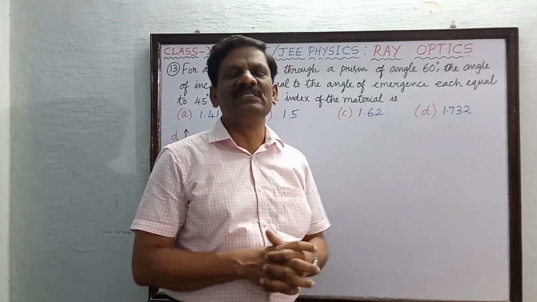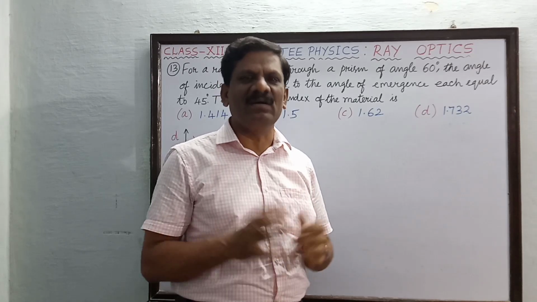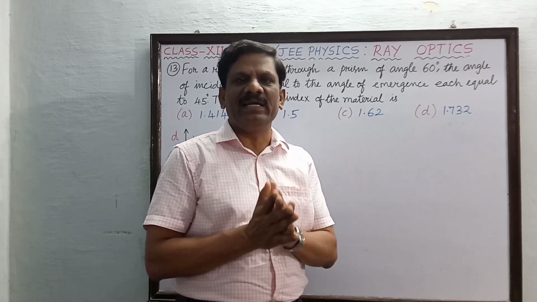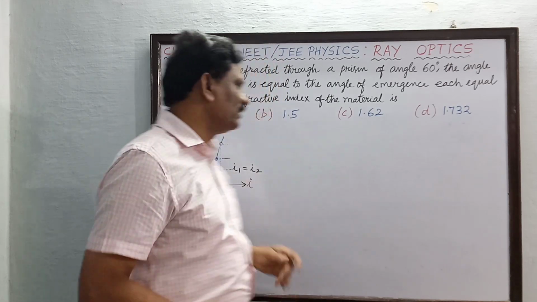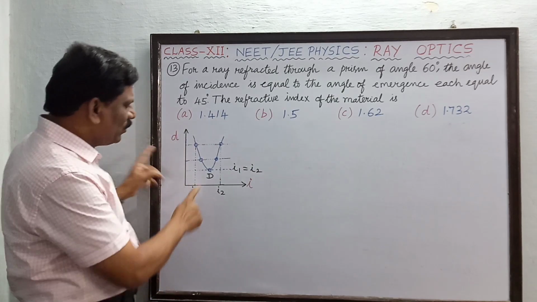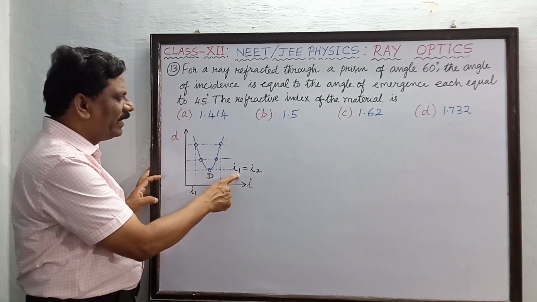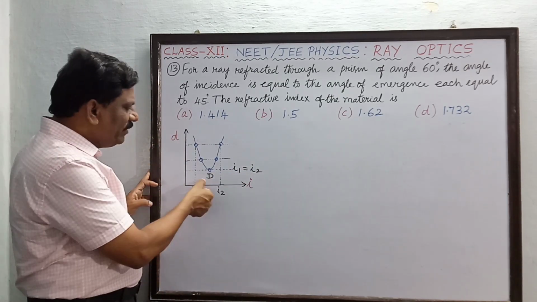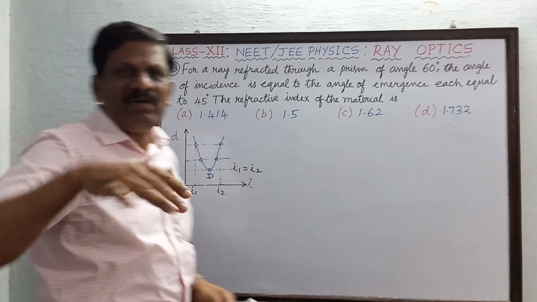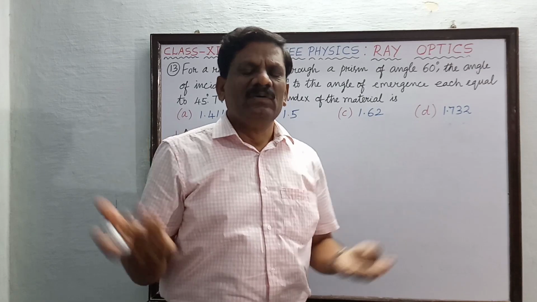Very interesting question. In the previous problem also the same concept was explained. For a prism, when you draw the graph between the angle of incidence and the angle of deviation, the i-d curve, can you all see that at one position i1 is equal to i2? At that position the deviation will be minimum.